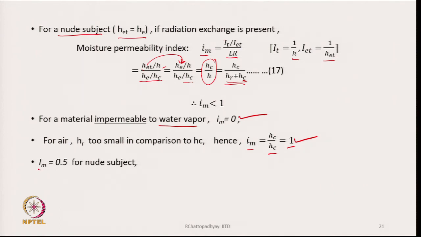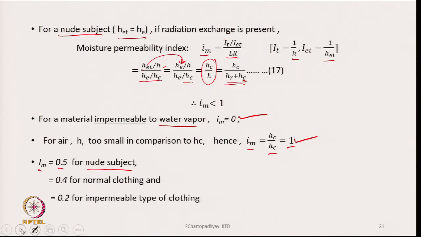Im is typically 0.5 for nude subjects, 0.4 for normal clothing, and 0.2 for impermeable type of clothing. If clothing is highly impermeable, then it will be almost close to an Im value of 0.2. These are some typical values. For normal clothing, the Im value could be around 0.4.